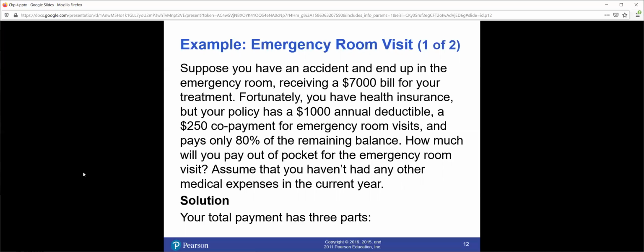So let me explain these numbers a bit better. $7,000 bill for your treatment. Again, they removed the sliver. They gave you a nice Band-Aid with maybe some Hello Kitty on it or something. Congratulations. $7,000 later, you don't have a sliver in your toe.